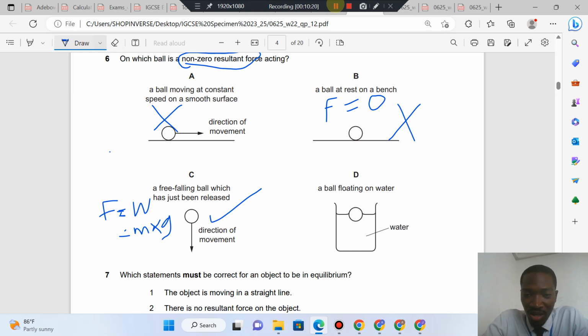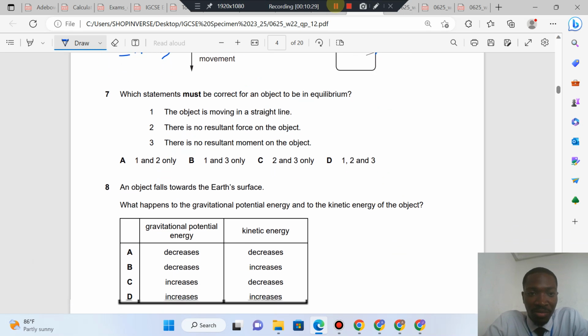Option D, a ball floating on water. When a ball is floating, then the forces on it are balanced. So the net resultant force here is 0. Hence, this is not the answer. Question 7.